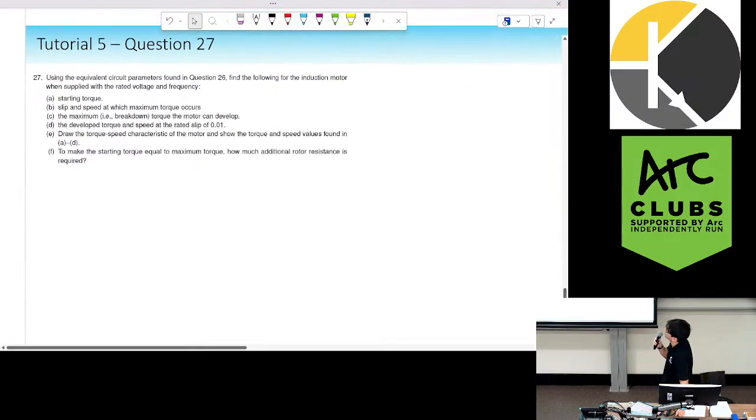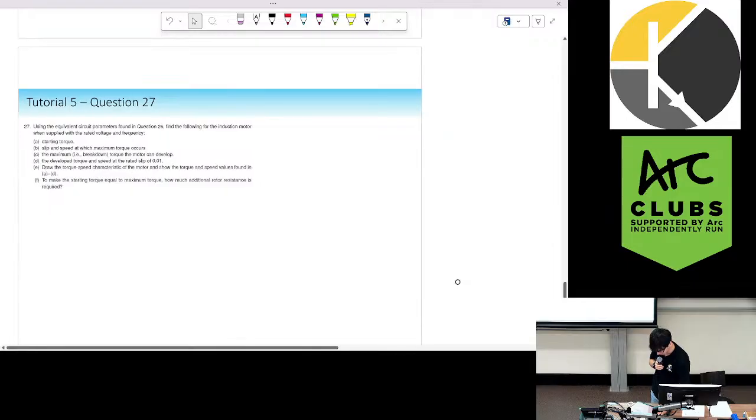Using the equivalent circuit parameters found in question 26, find the following for the induction motor when supplied with rated voltage and frequency. So this whole question I can see is all about torque. So to make life easier for myself, I'm going to find the Thevenin equivalent first.